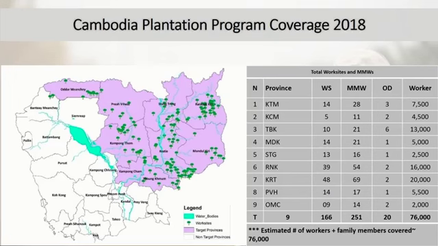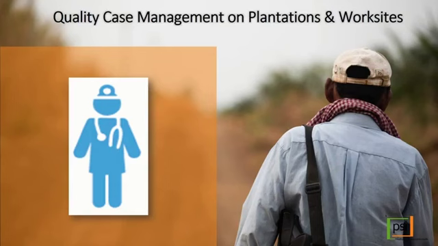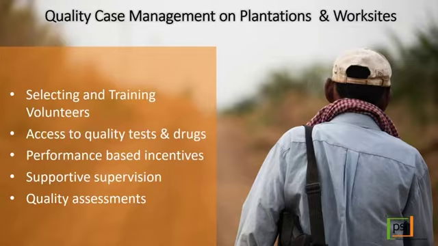So this is where we are today. We're present in 9 provinces. We support over 160 work sites and support over 250 volunteers. So once we knew where, and we've engaged the work site, the next process is selecting the volunteers. We do this in conjunction with the work site owners and managers. We train them according to national treatment guidelines, and then we'll provide access to quality tests, RDTs and ACTs. We provide incentives, supportive supervision, coupled with quality assessments.